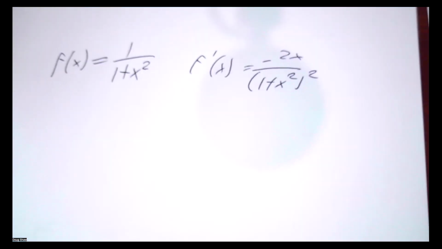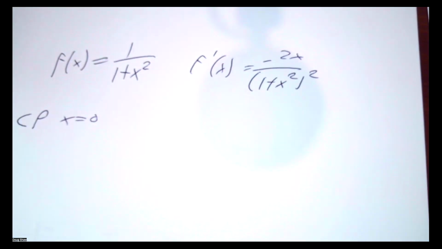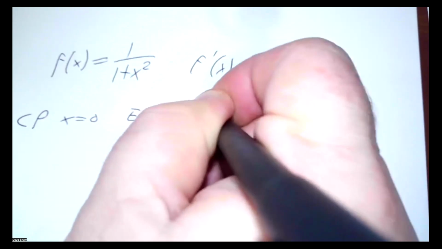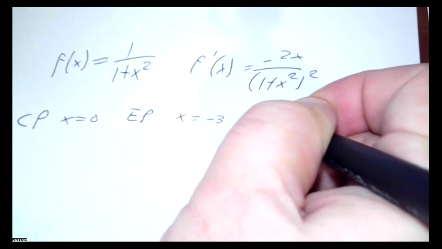We take the derivative. I'm not going to put you through that again. F prime of x equals -2x over 1 plus x squared, squared. My critical point is x equals 0 because of the same thing we did before. And my endpoints are x equals -3 and x equals 4.